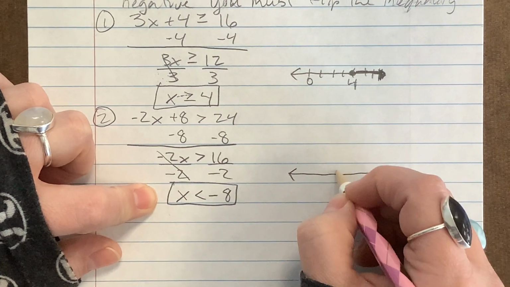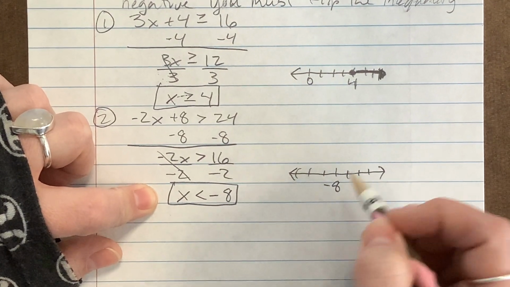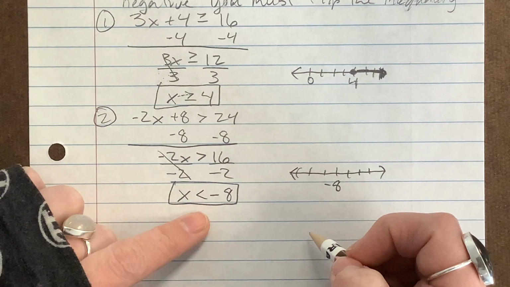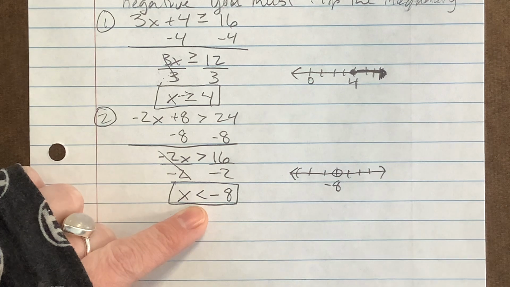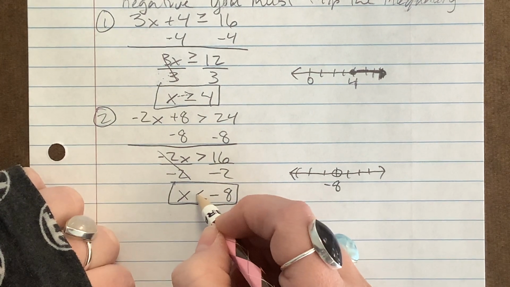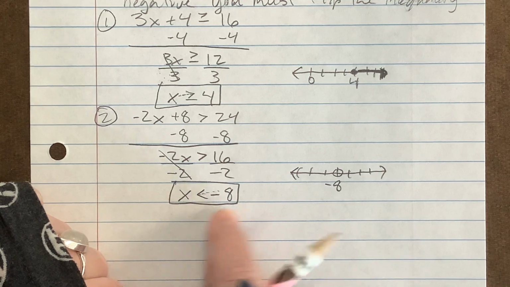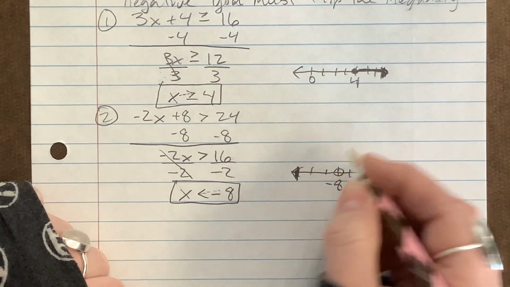Okay, I'm just going to call that negative 8. Open circle or filled in? This time it's going to be open because it's not or equal to. And then again, if we use our little arrow trick, we're going to fill to the left. Or if we just read it, x is less than -8. Stuff that's less than is to the left.